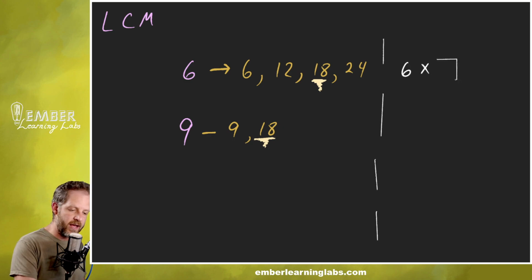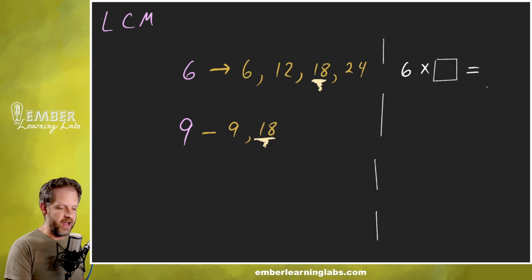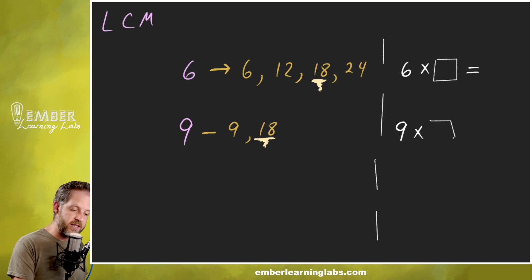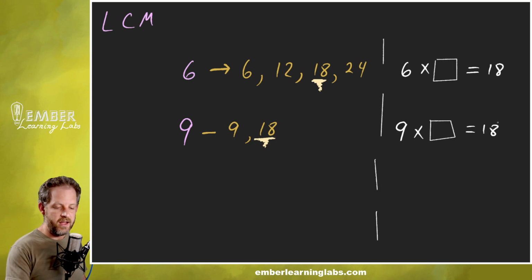You may have seen a problem like this. It's very common for textbooks to put this kind of problem with a box into even 3rd grade, maybe even second. I've even seen it in 2nd grade in some books. You may have even seen something that looks like this before. And 9 times what equals 18, right? So in this box, 6 times what equals 18? Well, that's basically a division problem, right? And the answer is 3 up here. And 9 times 2 equals 18.